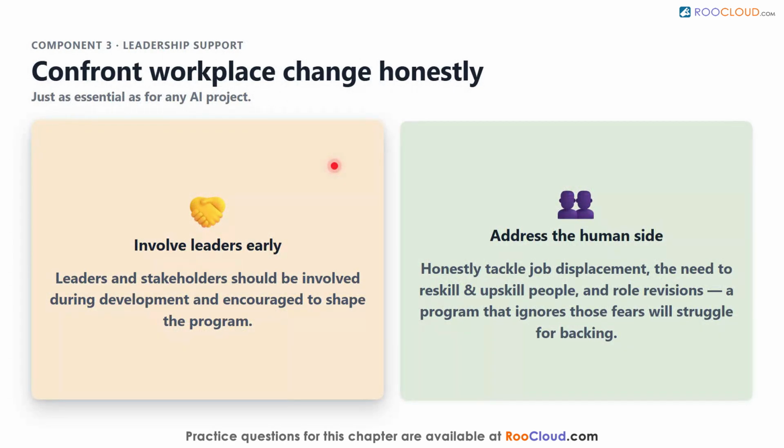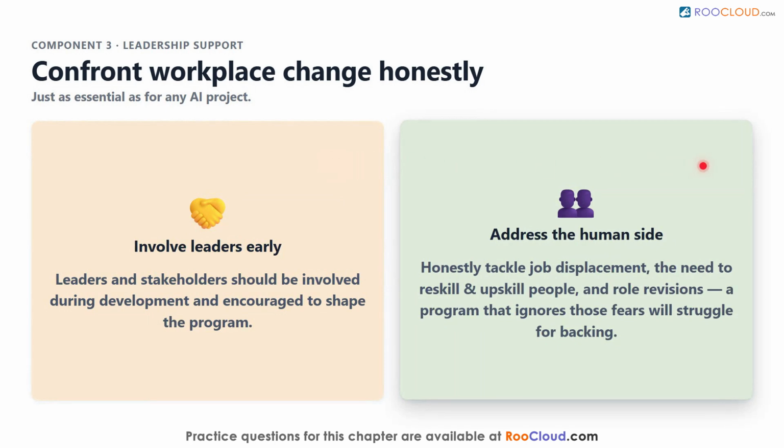The third component is senior management and stakeholder support, which is just as essential here as for any AI project. Leaders and stakeholders should be involved during development and encouraged to shape the program. Winning that support means honestly addressing the human side, including job displacement, the need to reskill and upskill people, and revisions to existing roles, because a program that ignores those fears will struggle to gain backing.